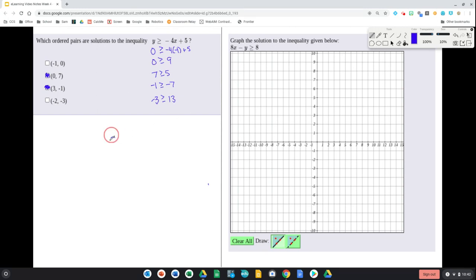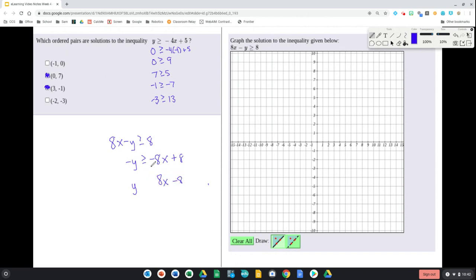So we want to graph the line 8x minus y is greater than or equal to 8. And so just like we would have done before, we want to put that in slope-intercept form. So as we put that in slope-intercept form, what would your first step be? Okay, we move the 8x over, and so now it's going to be -y is greater than or equal to -8x plus 8. And then we want to divide by whatever's in front of the y. So in this case, we're going to divide by -1. So that makes it a positive 8x minus 8.